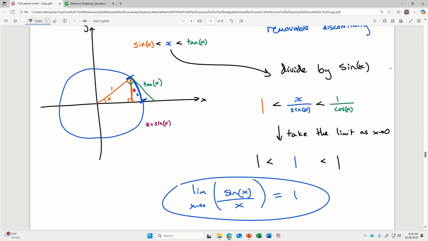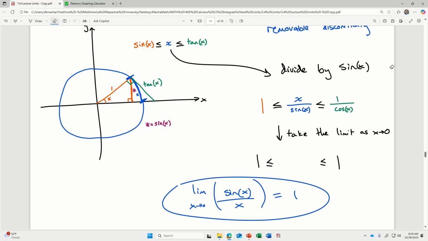I said x is always greater than or equal to sine, and it's always less than or equal to tangent. What I'm trying to do in this proof is build up a squeeze theorem, right? I'm trying to say divide by sine so that 1 is less than or equal to this function, which is less than or equal to that function. Take the limit of each of these as x approaches 0.